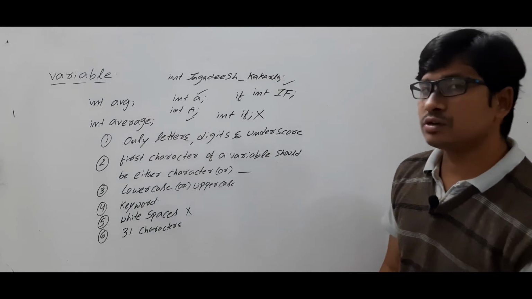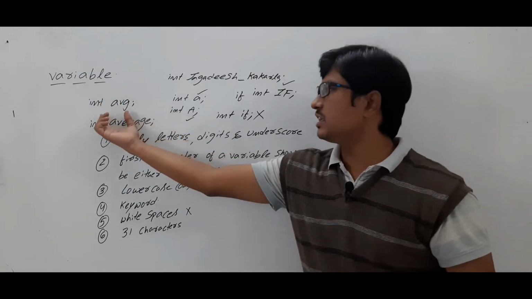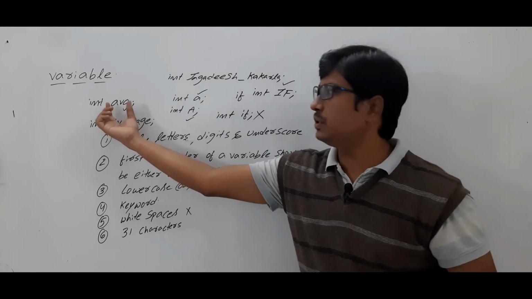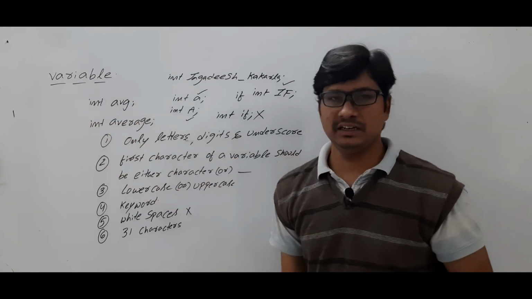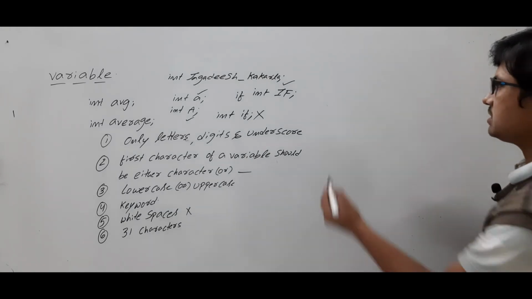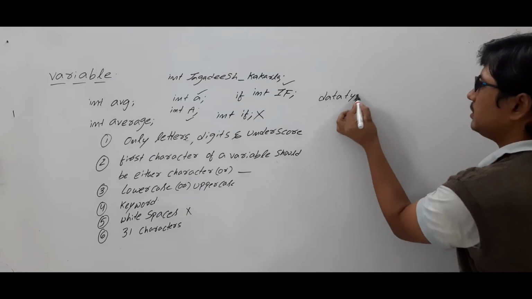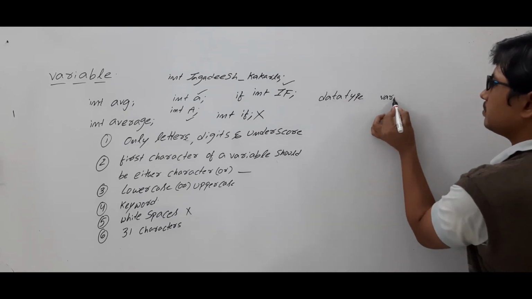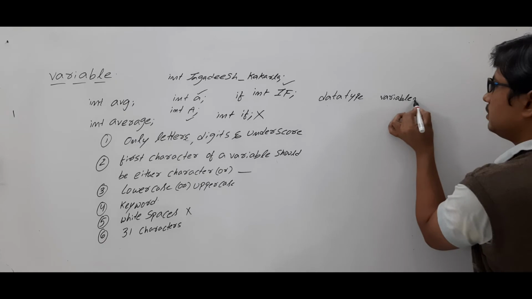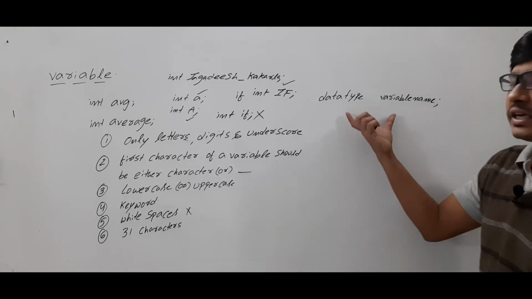Now let me discuss how to declare a variable. Already I have discussed int average. This is nothing but an AVG is a variable and you are declaring it as an integer data type. But just let me tell you the basic syntax of declaring a variable. You should write data type and the variable name. Okay, this is the way you have to declare a variable.